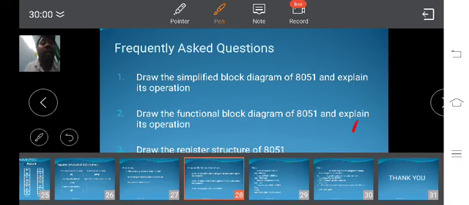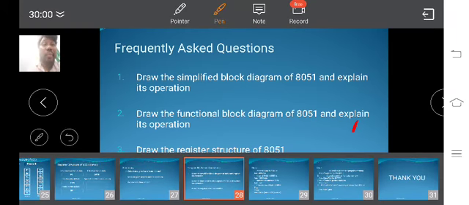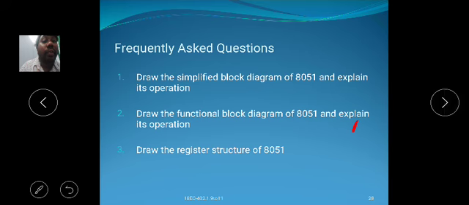Don't be confused. If they ask to draw the simplified block diagram of 8051 and explain its operation, you have to draw the simplified blocks. If they ask for the functional block diagram of 8051 and its operation, you have to draw each and every functional block of the 8051 and explain the operation of each block.